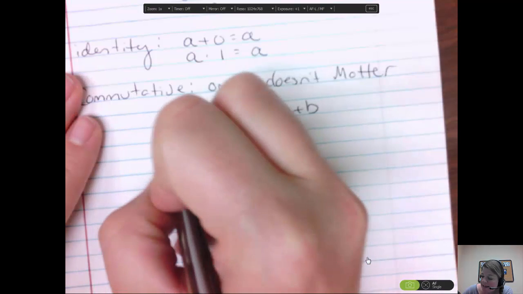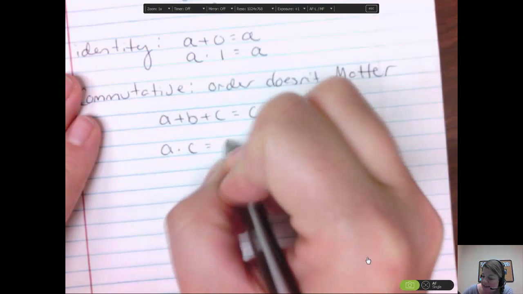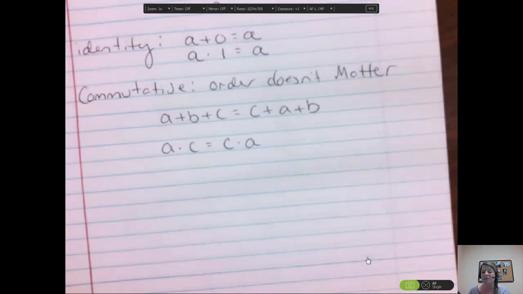And the same idea for multiplication. If I take C times A, it's the same as A times C. Or think in terms of numbers instead of letters. 2 times 3 is 6. 3 times 2 is 6 as well. So I can switch the order. So everything has to do with order on commutative.